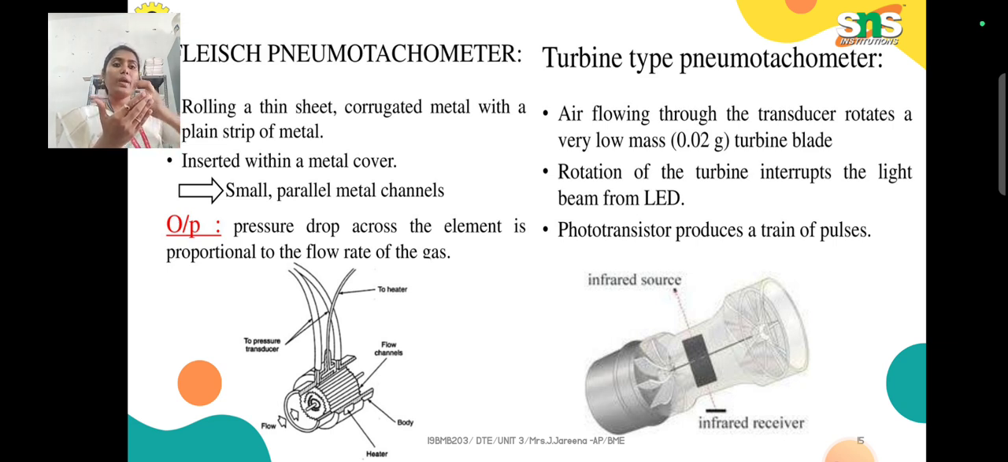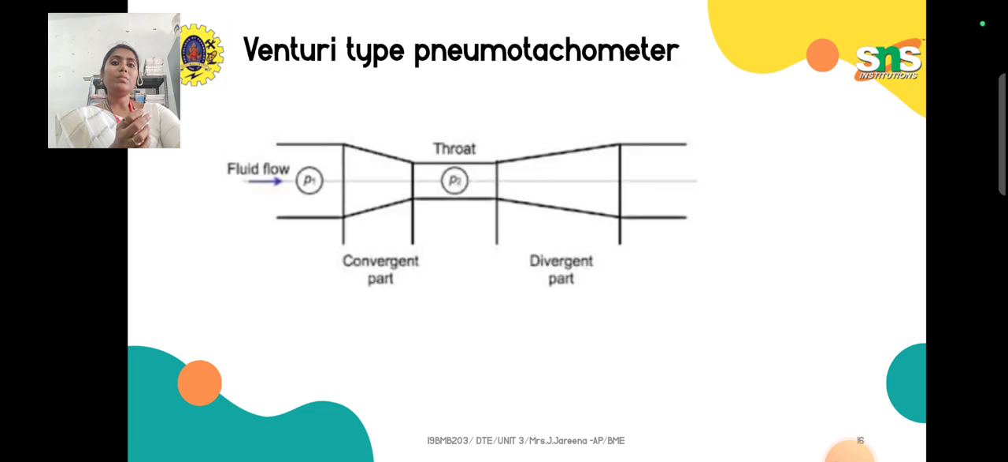So based on the speed or the flow rate, the turbine will rotate. According to the speed, the variation of light reaching the phototransistor will also vary. So the voltage signal we get as the output at the end will also vary, and this variation will give you detailed information about the flow rate of that particular person. This is the turbine type pneumotachometer, and the last type is the venturi tube type pneumotachometer.